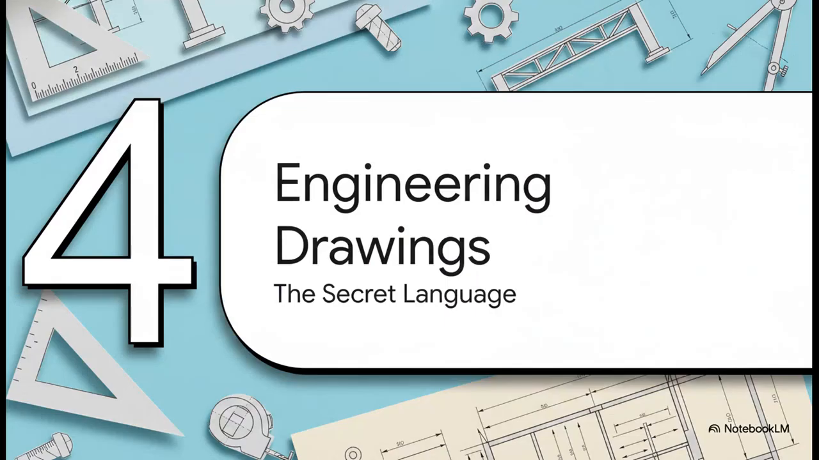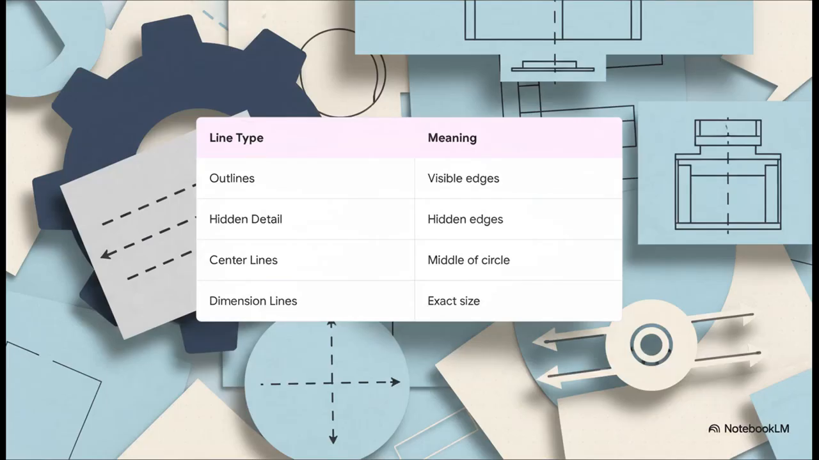Moving right along to Chapter 4. To be a great engineer, we have to learn how to communicate our brilliant designs. So we're going to look at the secret language of builders, engineering drawings. When engineers draw their ideas, every single line on the page has a very specific meaning.